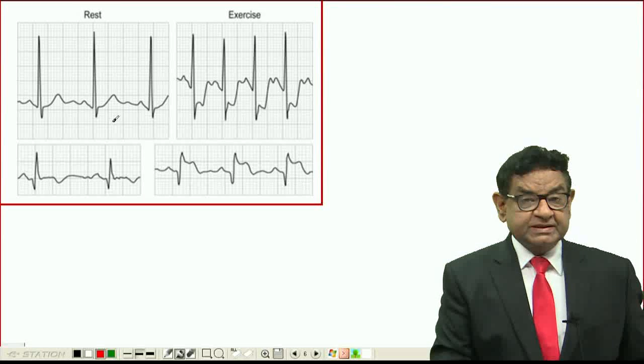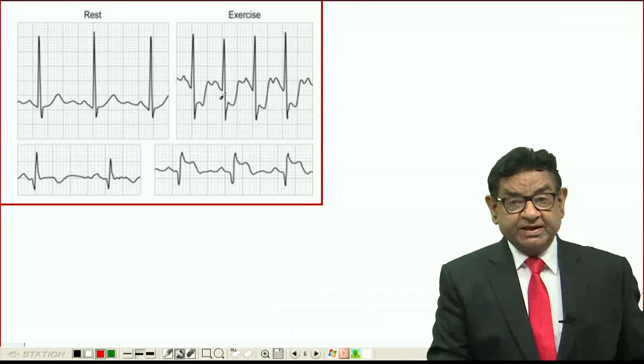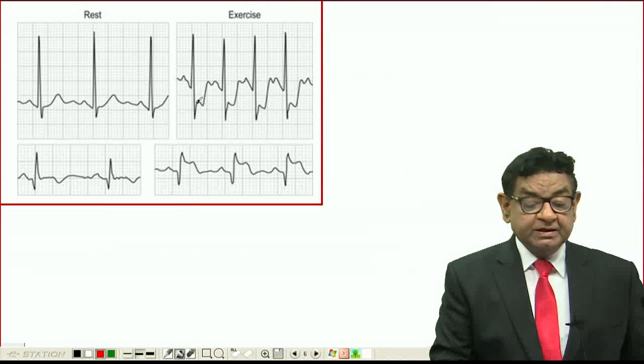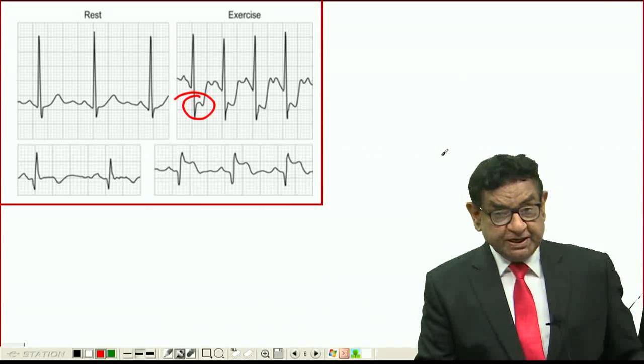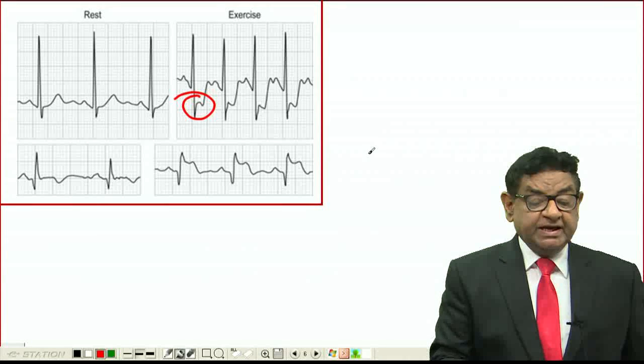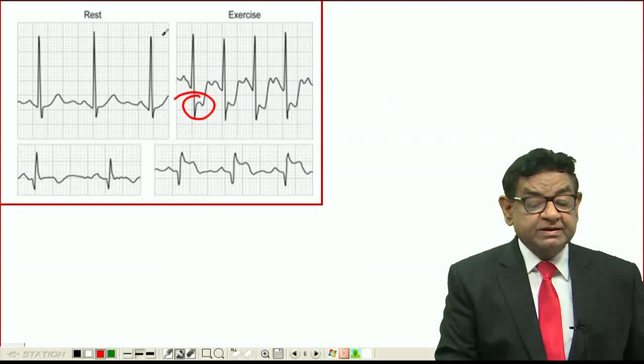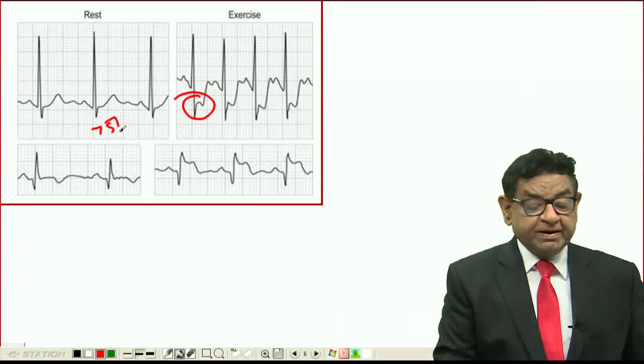This is the normal resting-stage ECG, and after exercise we are getting ST segment depression. So what we call inducible ischemia is there. And if you just see the calculated heart rate, here the heart rate is around 75 per minute.